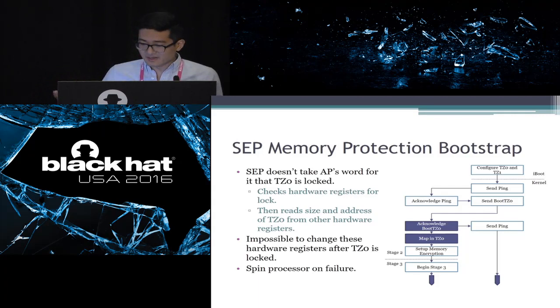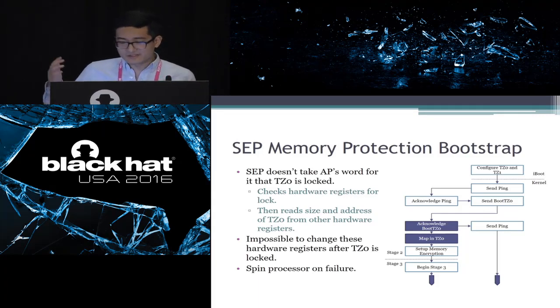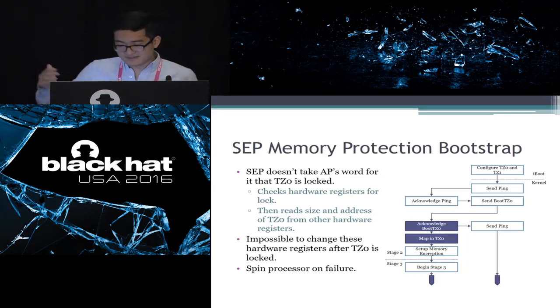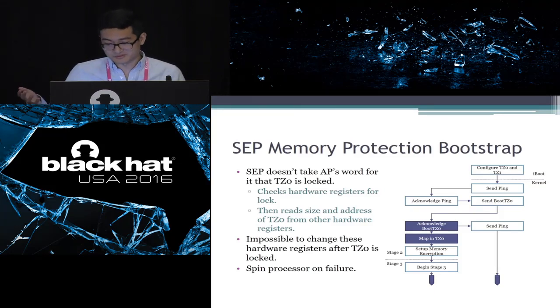What's interesting about this configuration is that even though iBoot is the one responsible for configuring TZ0 and TZ1, the AP doesn't actually send permission for the SEP to continue to boot until after the kernel completely starts up. So there's an interesting division there. There's a portion of time where the SEP boot ROM is vulnerable to attack from the iOS kernel.